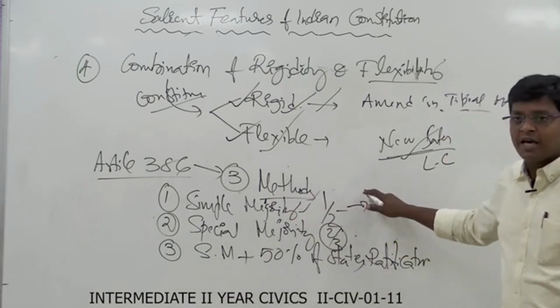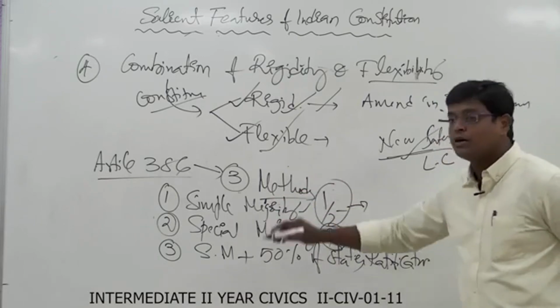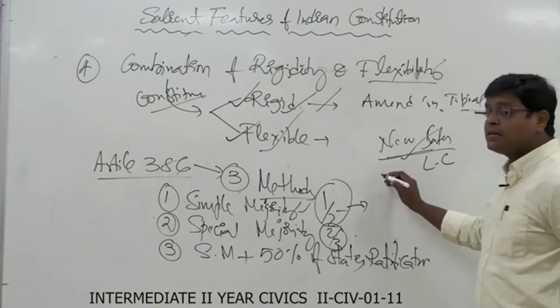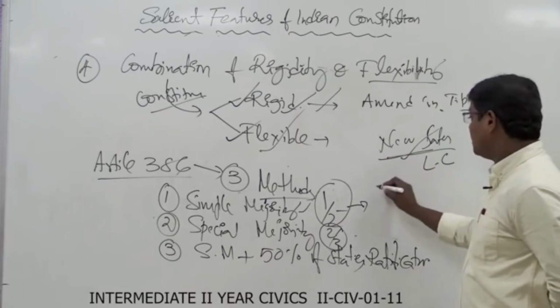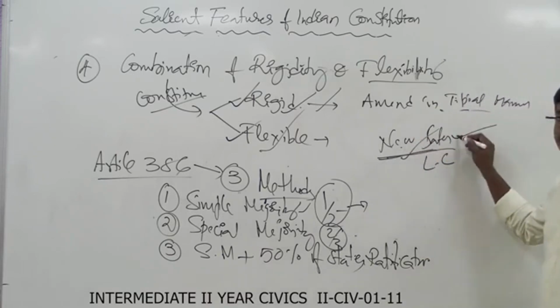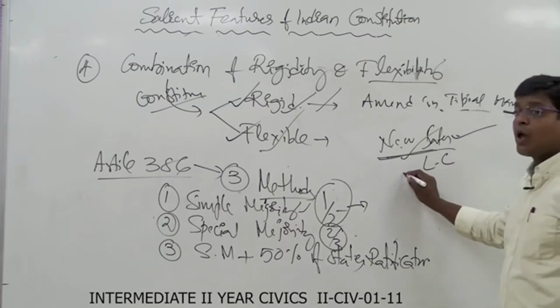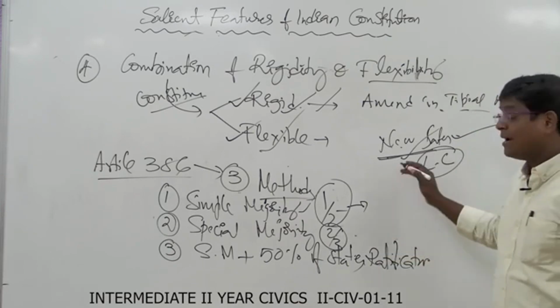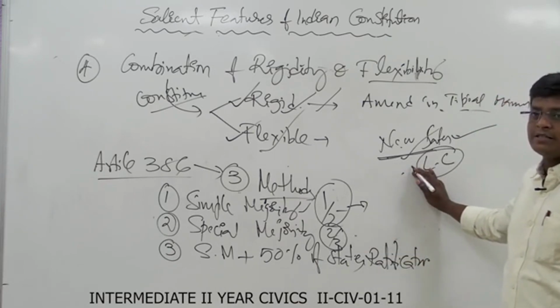Understood? Simple majority is the majority which requires one-by-two majority in both houses separately. Examples are creation of new states, abolition or formation of legislative councils, and alteration of the boundaries of the states.